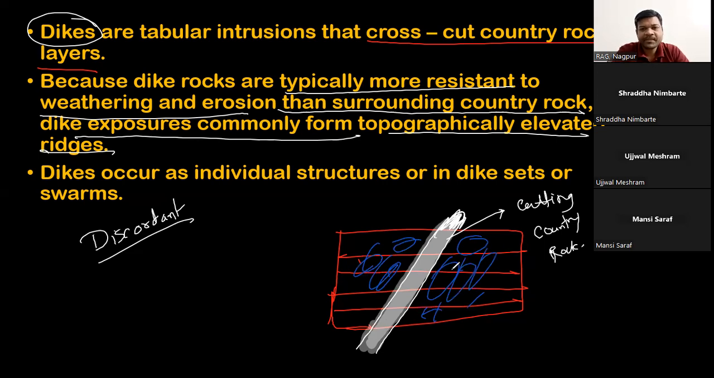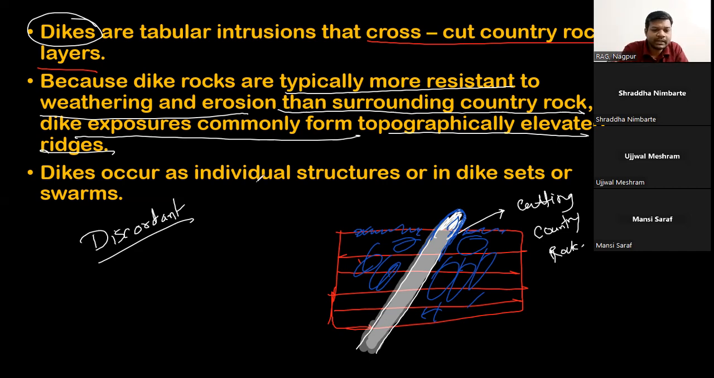So what will happen here? These rock layers will get removed. The upper rock layers will get removed, and the dike, the intrusion, will remain intact, and hence it will form topographically elevated ridges. That means an elevated area might be found near the presence of dikes.